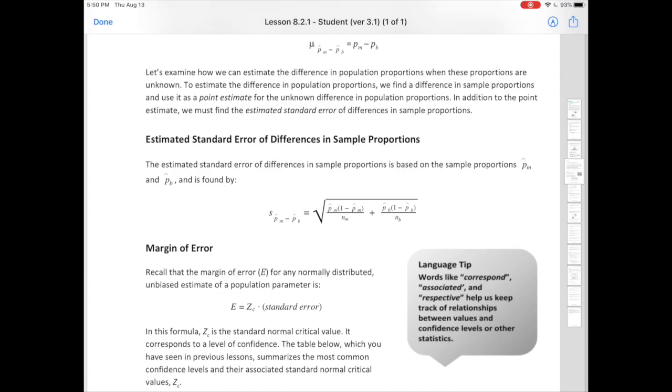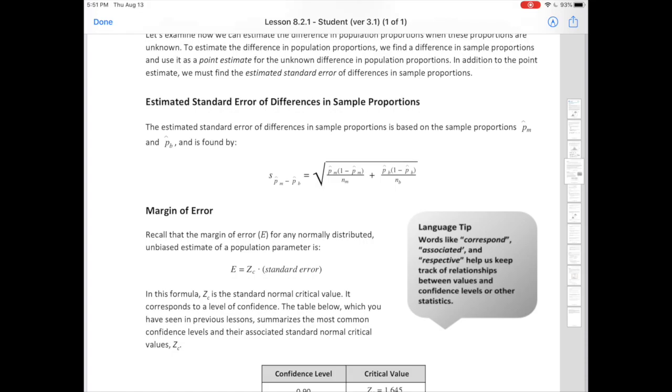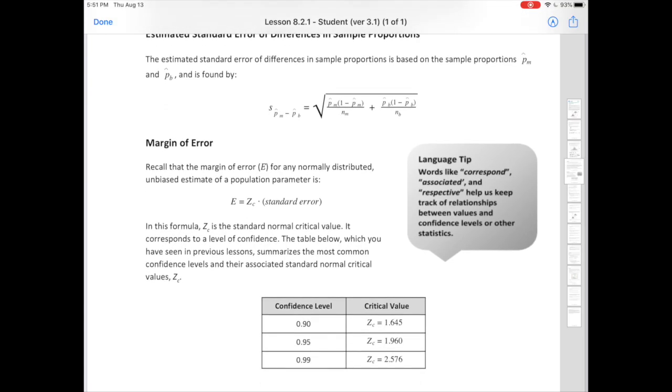Margin of error. Recall that the margin of error, E, for any normally distributed unbiased estimate of a population parameter is E equal to the critical Z value times the standard error. In this formula, ZC is the standard normal critical value. It corresponds to a level of confidence. The table below, which you have seen in previous lessons, summarizes the most common confidence levels and their associated standard normal critical values, ZC. Okay. So language tip here, it says words like correspond, associated, and respective help us keep track of relationships between values and confidence levels or other statistics.